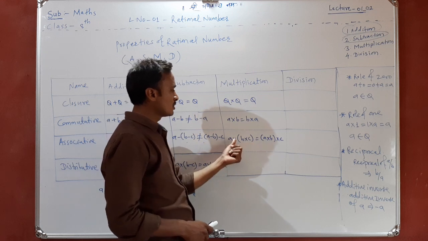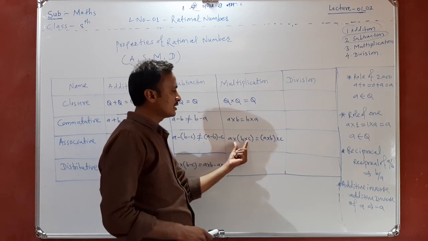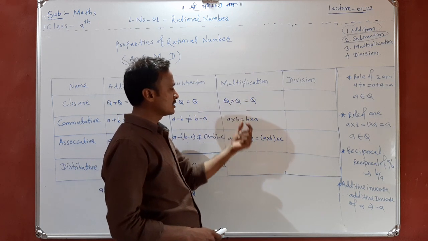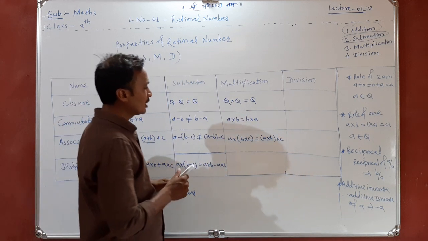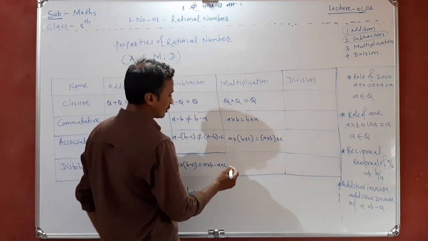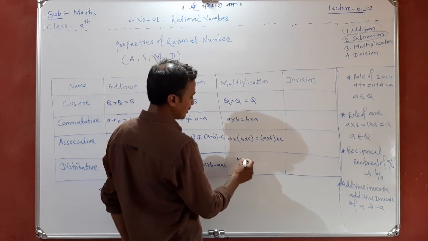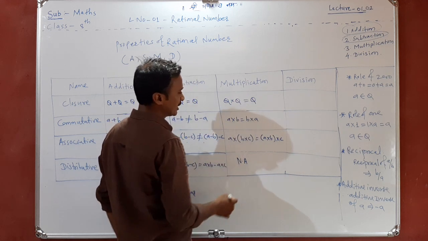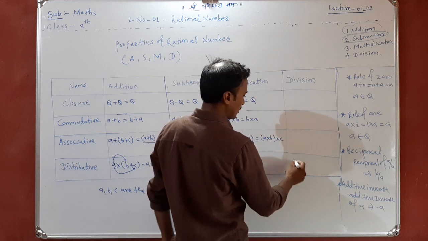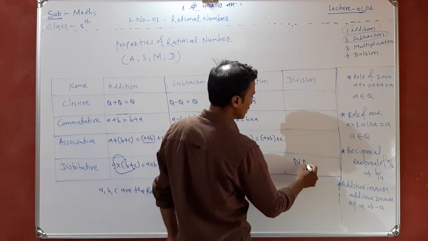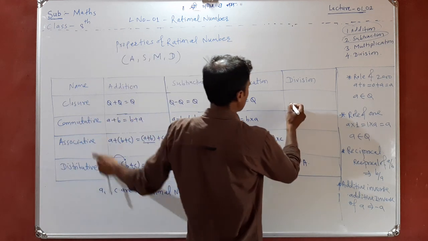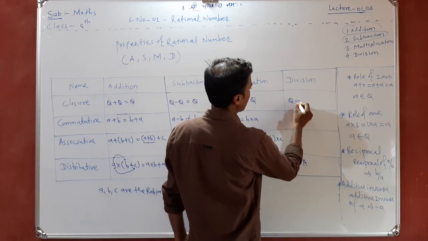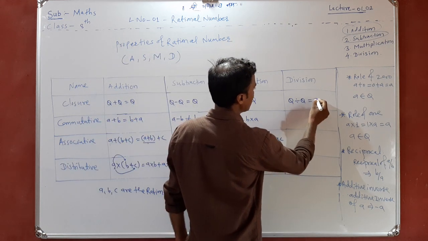Same as there, only instead of plus and minus I write multiplication here, because we are studying the properties for multiplication, right? Now after that, the distributive property is not applicable for multiplication, and for division also this property is not applicable. Now see again, the closure property means q divided by q, we are getting here q.